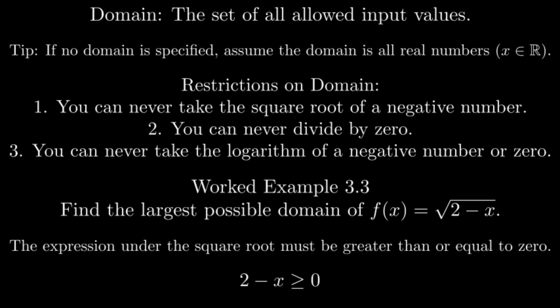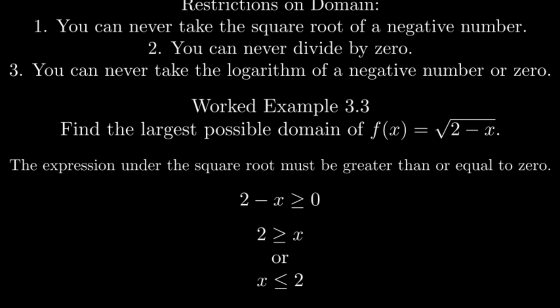We can add x to both sides. This gives us 2 is greater than or equal to x, which is the same as saying x is less than or equal to 2. This is our domain. Any number less than or equal to 2 is a valid input. Any number greater than 2 would make the inside of the square root negative, which is not allowed.